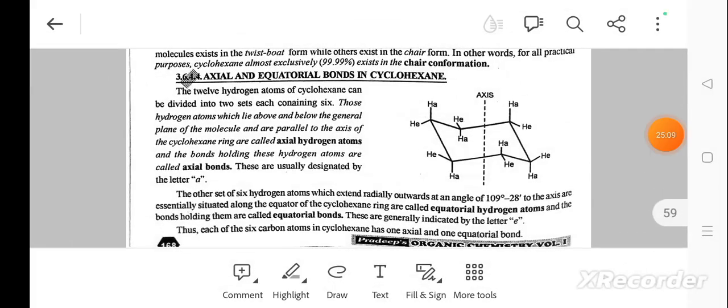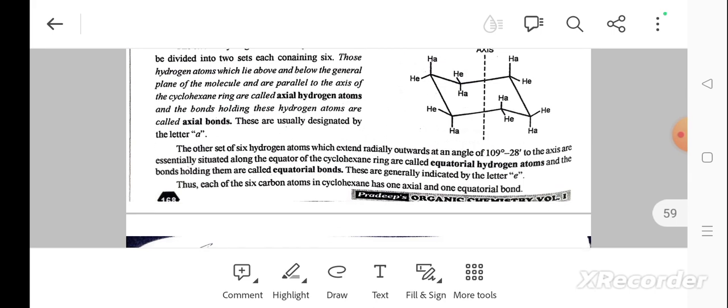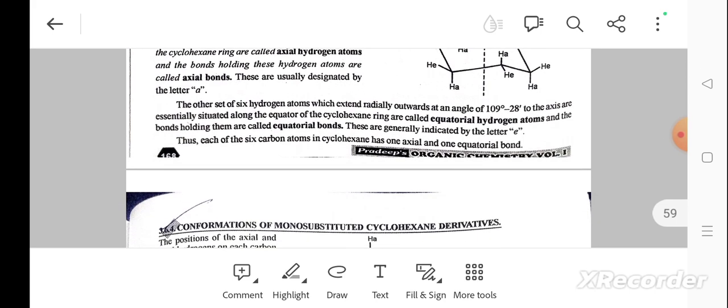Axial and equatorial bonds in cyclohexane. The 12 hydrogen atoms of cyclohexane can be divided into two sets, each containing six. Those hydrogen atoms which lie above and below the general plane of the molecule, parallel to the axis of the cyclohexane ring, are called the axial hydrogen atoms, and the bonds holding these hydrogen atoms are called the axial bonds.